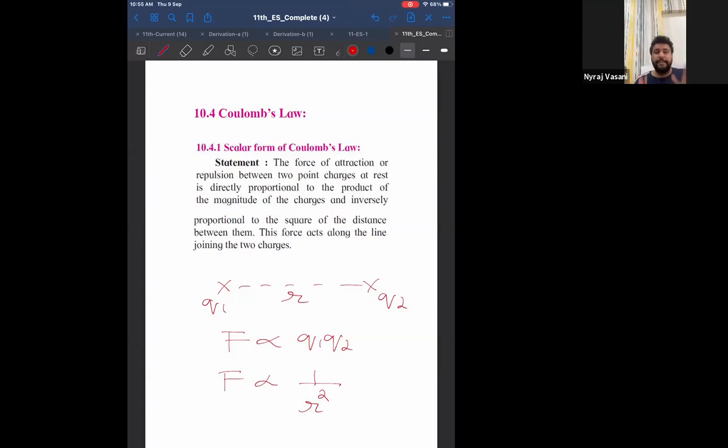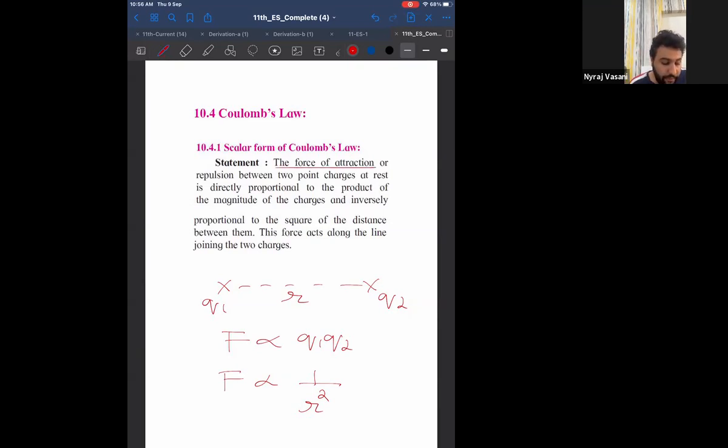There are two charges separated by a distance r. Coulomb noticed that the force between them is directly proportional to one factor and inversely proportional to one factor. The force between them is directly proportional to the product of the charges, and inversely proportional to the square of the distance between them. Therefore, he made one law. Now the law is, look at this.